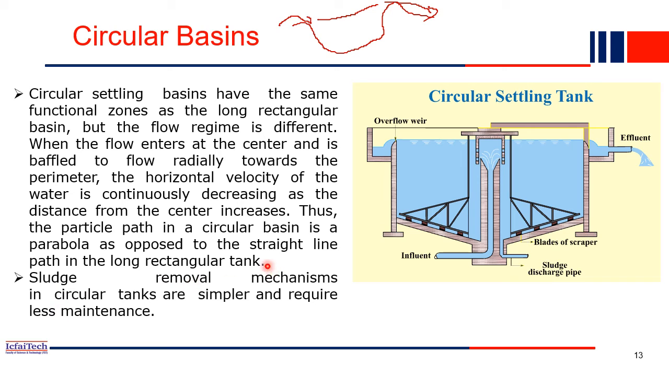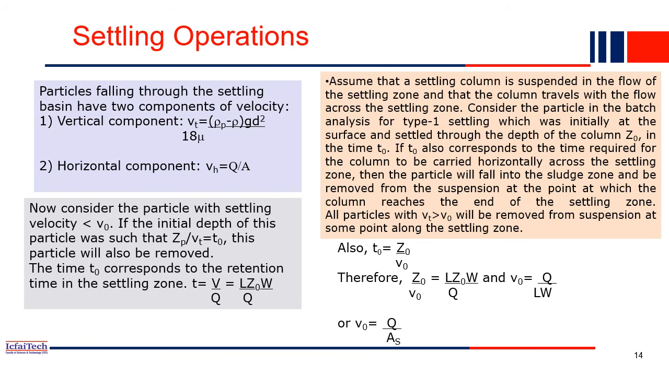So the sludge removal mechanism in a circular tank is simpler. Here you can see sludge removal is very simple and requires less maintenance. This type of circular settling tank is also used in many places. Depending on our requirement, we can choose either a long rectangular settling tank or this type of circular settling tank.